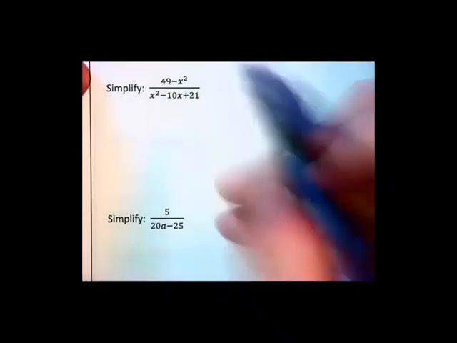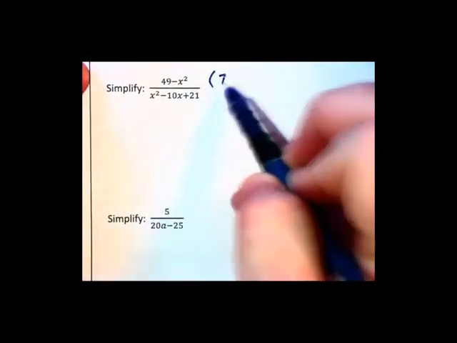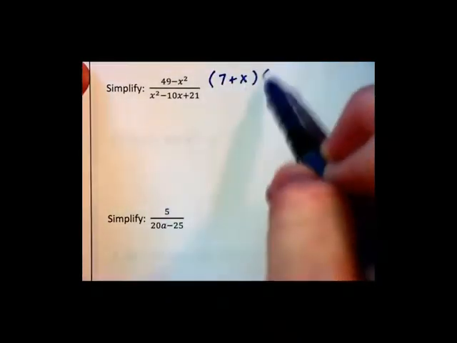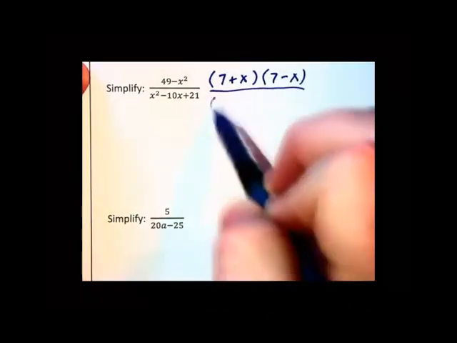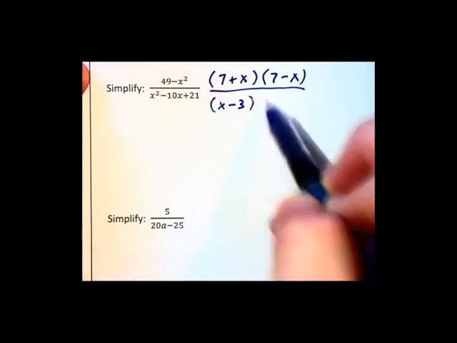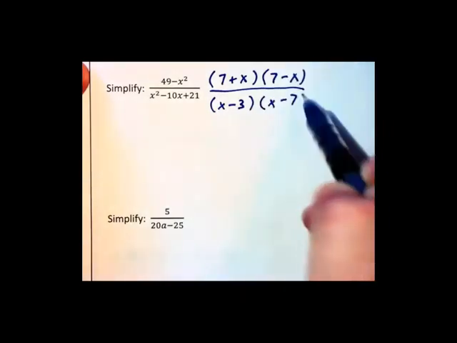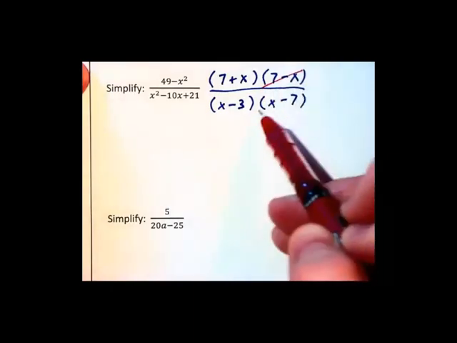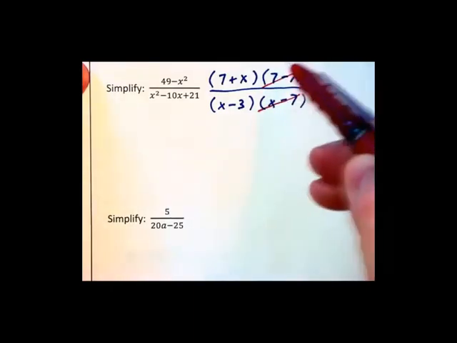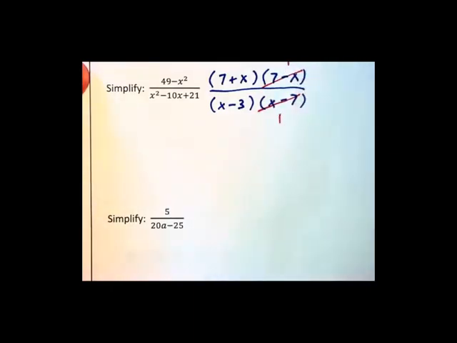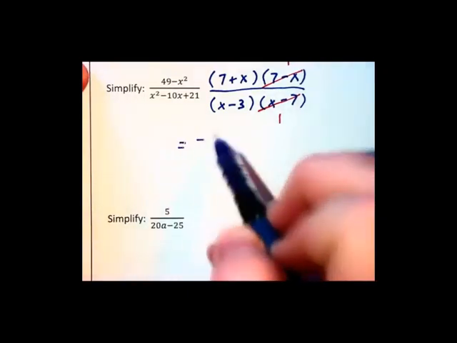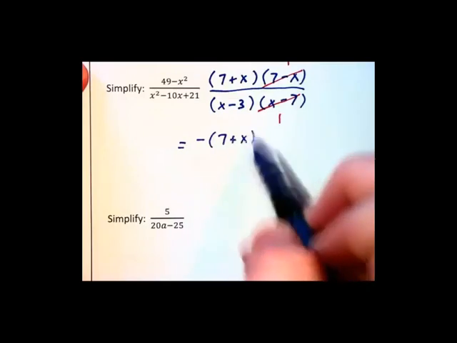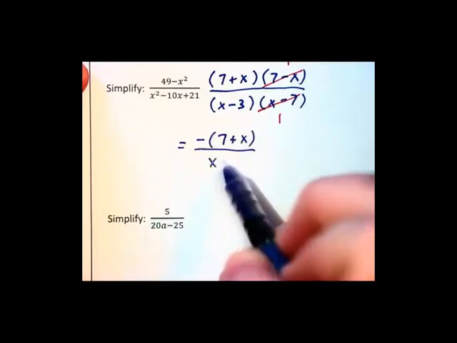Okay, here we go. I'm going to factor the numerator with the difference of two squares, 7 plus x times 7 minus x. Down below I'm going to factor x minus 3 times x minus 7. And I notice that I've got this x minus 7 and 7 minus x, which apply here to that -1 technique. So I'm going to write my answer this way. I'm going to have -7 plus x over x minus 3.